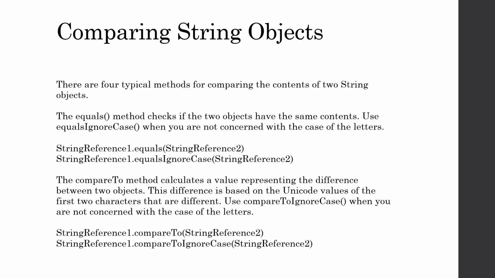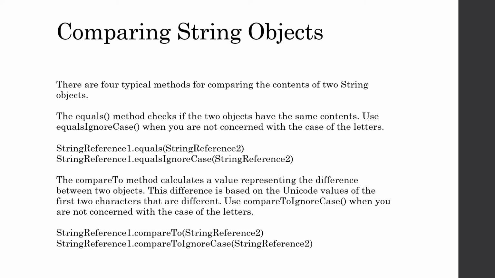So in addition to equals and equalsIgnoreCase, we also have the compareTo and, as you might expect, the compareToIgnoreCase methods. So the compareTo method is going to calculate a value that represents the difference between 2 objects. And the way that it goes about calculating that difference is it's going to be looking at the Unicode values of the first 2 characters that are different.